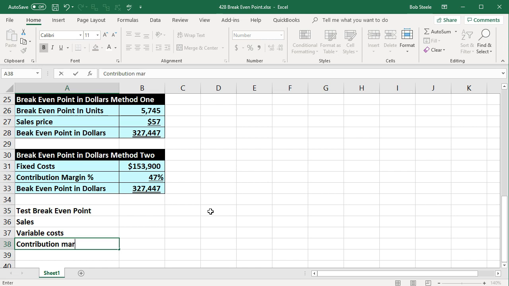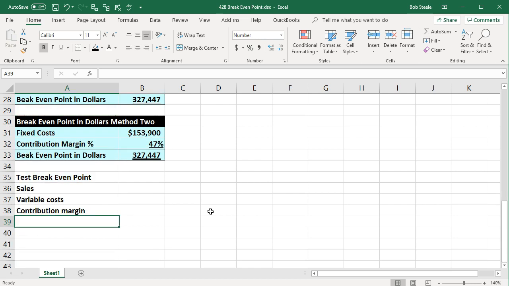Again, if you think about the normal type of income statement, it would be sales minus cost of goods sold gives us gross profit. Well, here we have the sales minus the variable costs gives us the contribution margin. Then we compare that to the fixed costs, and that gives us our profit number. So in our case, if it's break even, we expect the profit number to be 0.